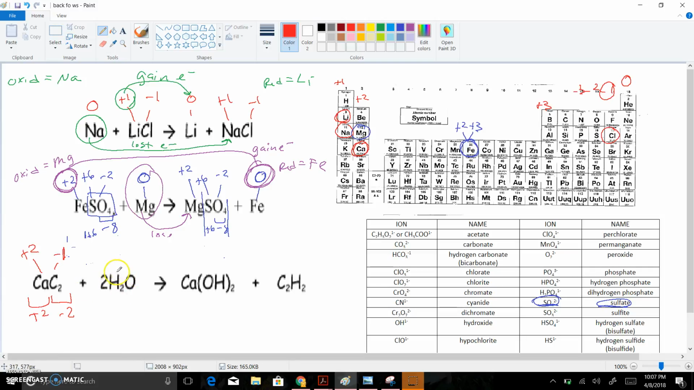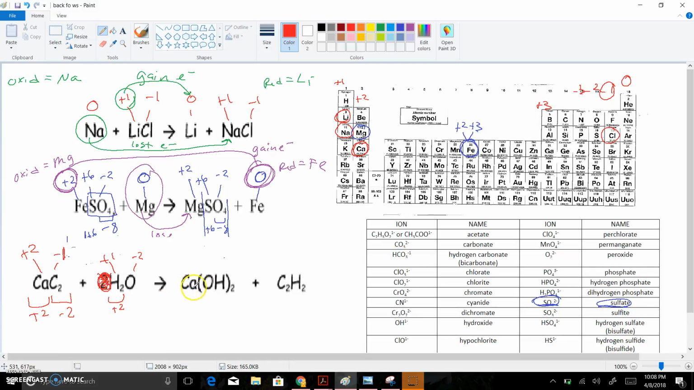Going to the next part, I've got H2O. H is a +1. Oxygen's a -2. I always put those down every time. Looking at the numbers, -2, this side is worth a +2. Yes, they balance out. Remember, this 2 right here actually doesn't matter at all. It doesn't change the oxidation numbers. It just means that you happen to have 4 hydrogens and 2 oxygens, but it really doesn't affect your oxidation numbers at all, so you can disregard those.